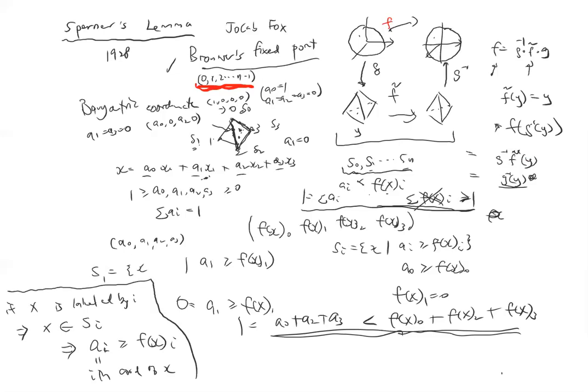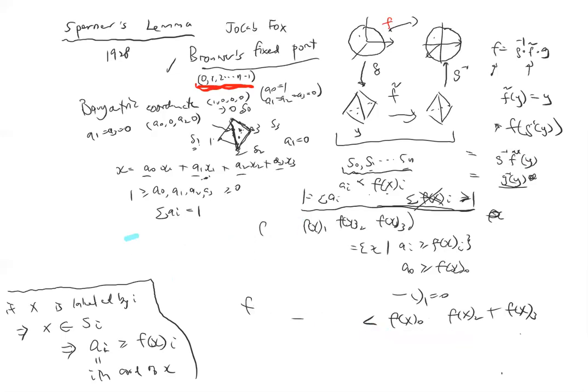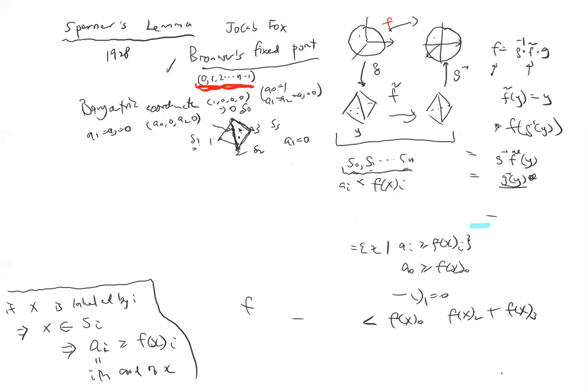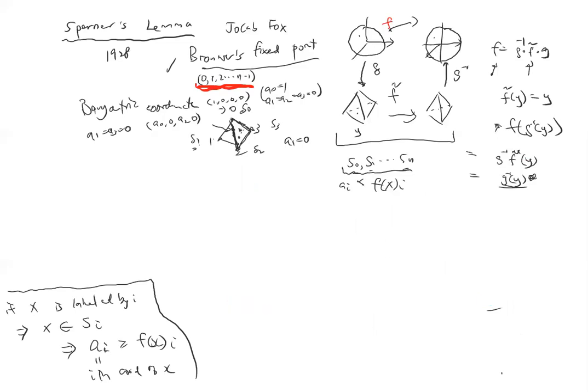If X is in Si, that means the barycentric coordinate of X, the ith component, is bigger than or equal to f(x)i. And also, okay, because I erased all this here, I guess I better write it out. We can always find a proper label according to Sperner's lemma.